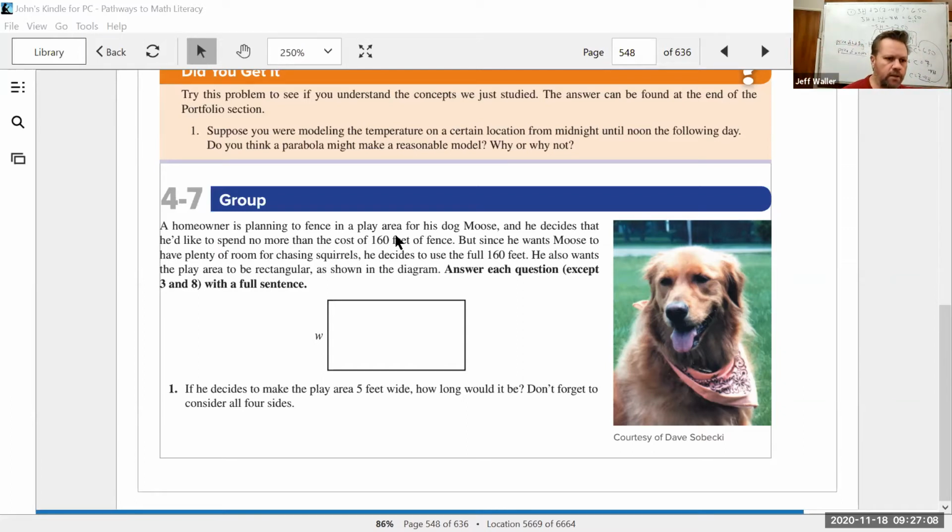This is nothing new. Look at number 1 and try to come up with the answer. He's using 160 feet of fencing. If he makes the width 5 feet, what would the length be? Don't say anything out loud. Just think about it. This is the time to try whatever you want to, because I'm not going to look at it. I'm not going to grade it. Don't worry about writing the answer in a full sentence. Just figure out what the answer is.